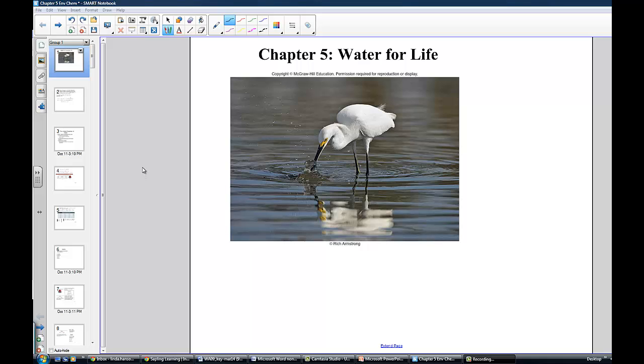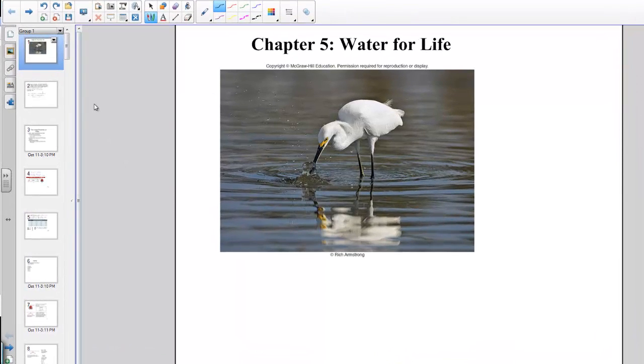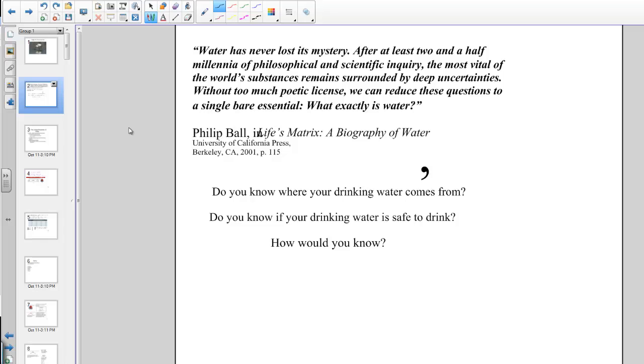Welcome to our next chapter, Chapter 5 in our environmental chemistry course called Water for Life. We consider water and it has really never lost its mystery. After at least 2.5 millennia of philosophical and scientific inquiry, the most vital of the world's substances remains surrounded by deep uncertainties. Without too much poetic license, we can reduce these questions to a single bare essential: What exactly is water? And that is a quote directly from Philip Ball in his text Life's Matrix.